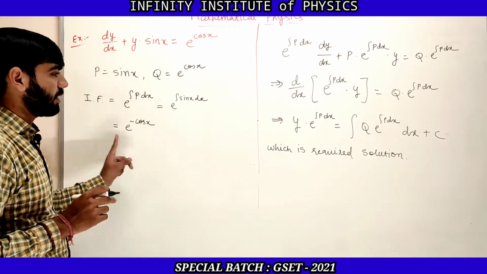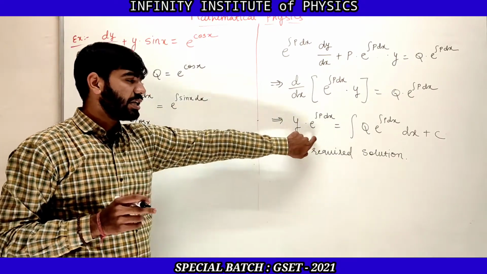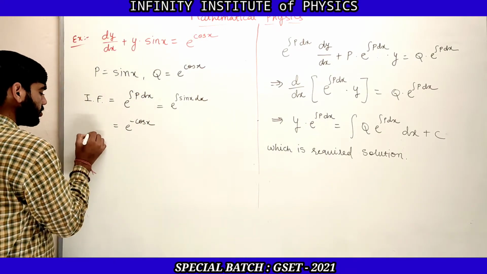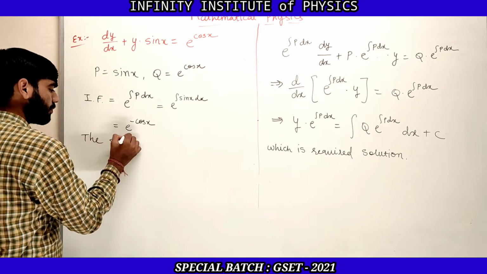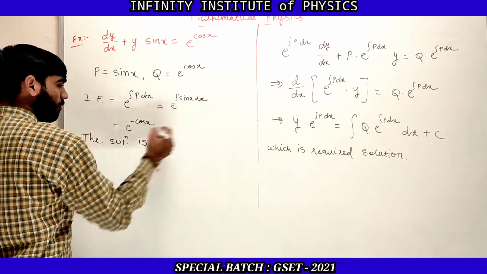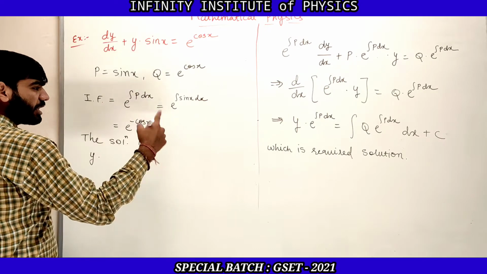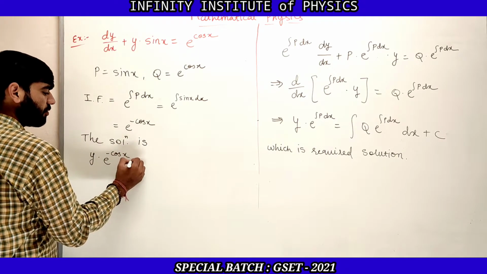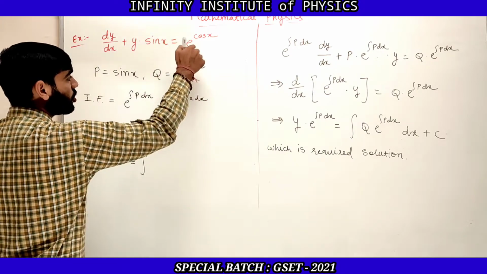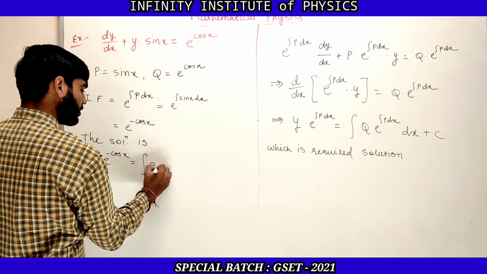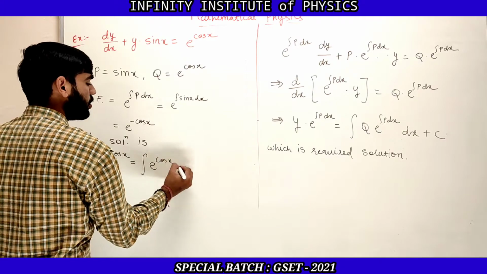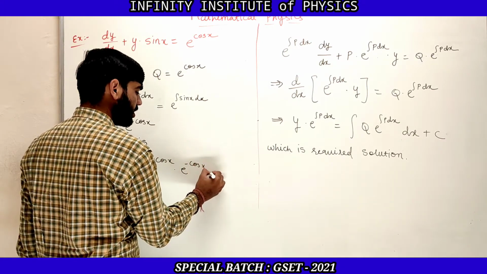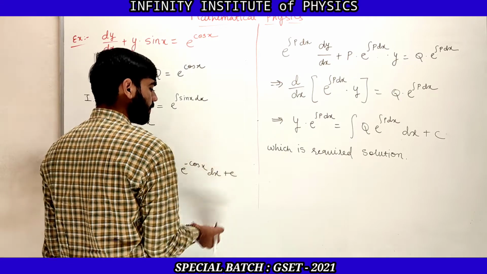This is the integrating factor. Now let us put these values in this formula. So the solution is y into e raised to integration p dx. So it is e raised to minus cos x, which is equal to integration of q, that is e raised to cos x, into e raised to integration p dx, that is e raised to minus cos x, dx plus c.